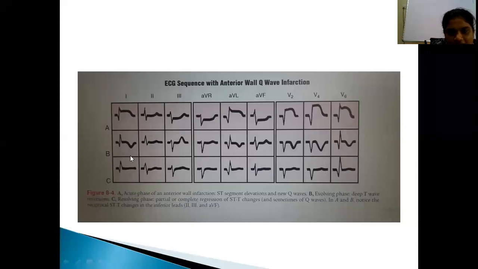So here, this is the anterior wall MI. Here we can see the reciprocal ST changes, reciprocal ST changes in the inferior walls. I think you're able to see these. These are the reciprocal changes. See here the T wave inversions are seen. Okay, these are the reciprocal changes in the anterior wall infarct.